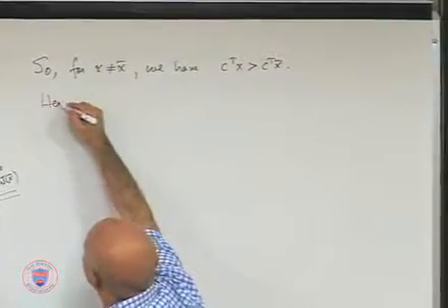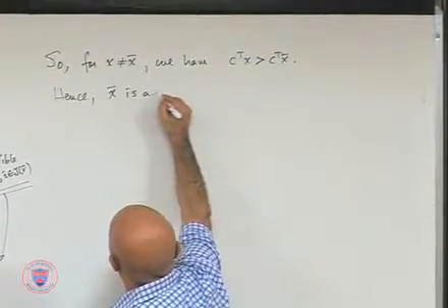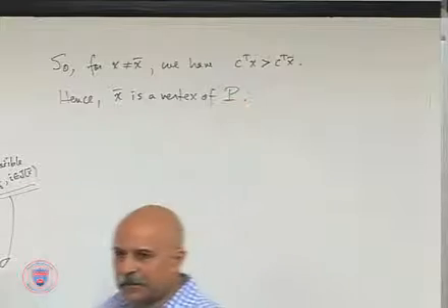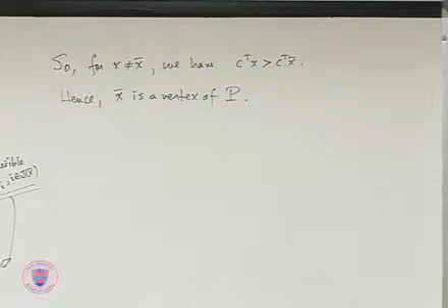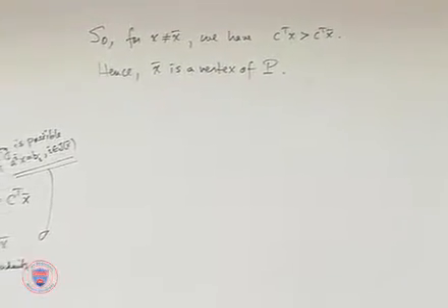So x bar is a vertex of the polyhedral set under consideration. Okay? Any questions on any of the previous stuff?